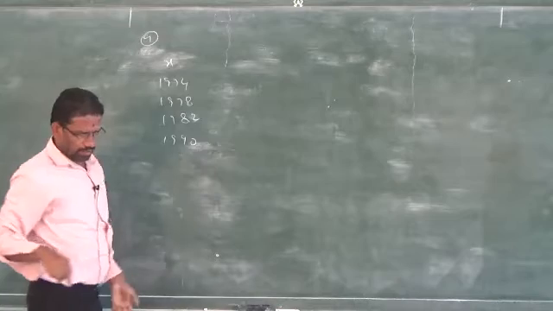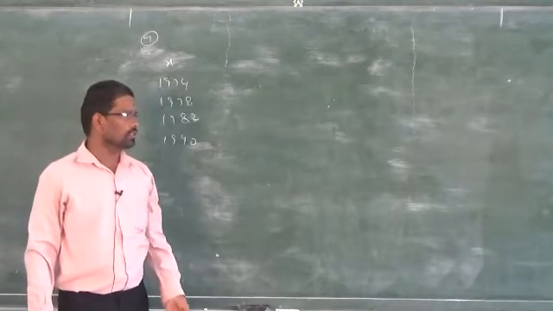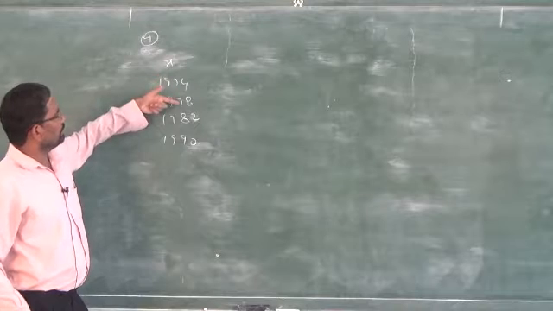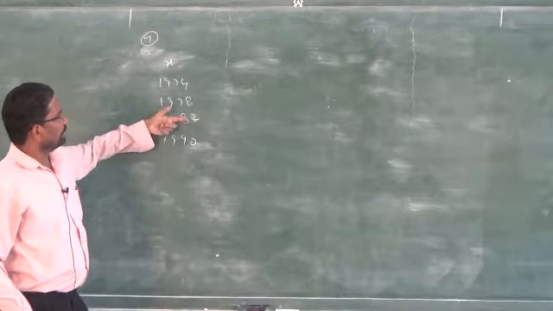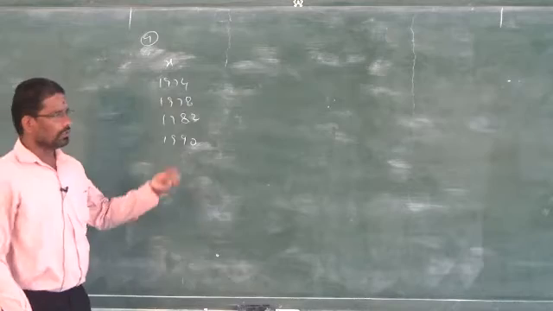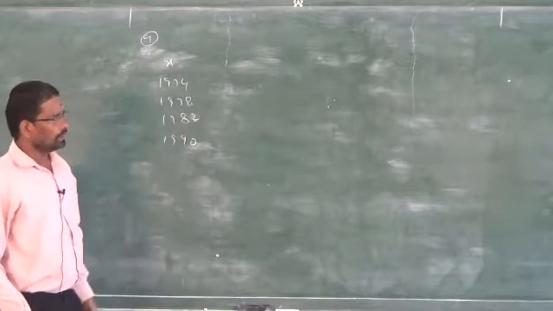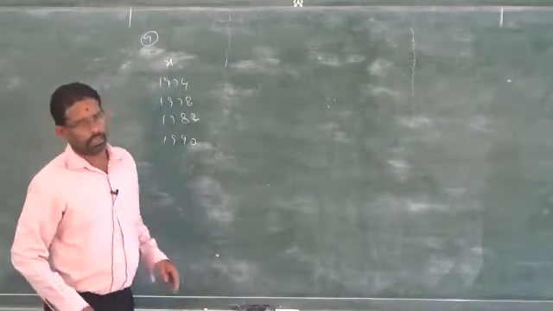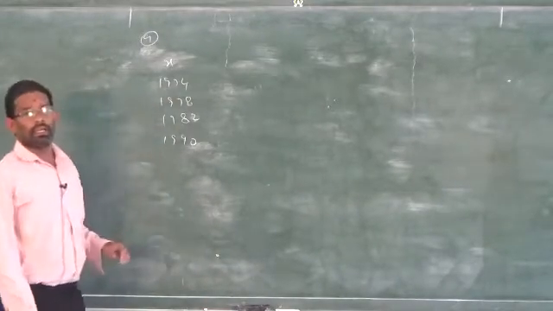Here the method is not mentioned, either Newton's or Lagrange's. I told you already. What is the difference between 1974 and 1978? 4. 1978 and 1982, 4. But 1982 and 1990, 8. So the differences under X are not equal. Therefore, you cannot use Newton's formula. You have to use only Lagrange's formula.